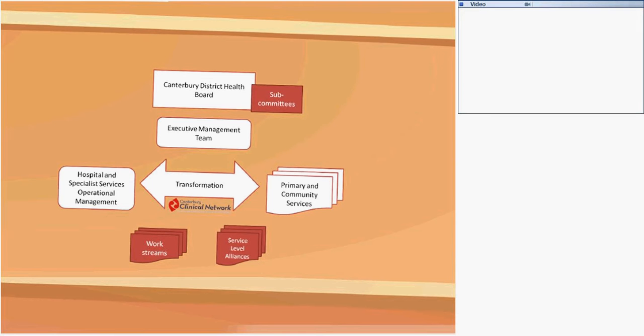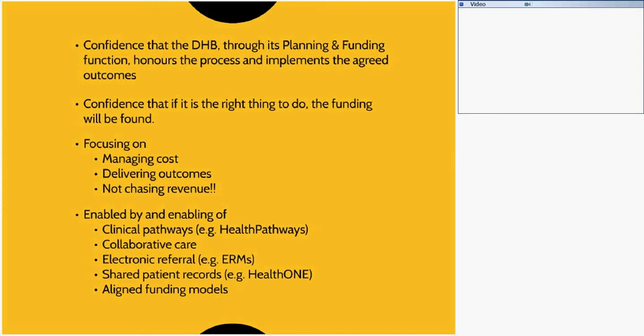The transformation that sits between the hospital and specialist services and the primary and community services is where a lot of our transformation journey sits, and we've created what's called the Canterbury Clinical Network, which is led by clinicians, and they help determine the core priorities within fixed funding envelopes. What we do with that is free up their ability to decide what is really important. How it works is the DHB, through its planning and funding function, honours the process and implements the agreed outcomes, having confidence that it is the right thing to do and the funding will be found. It focuses people, entities and organisations on managing cost, delivering outcomes and not chasing revenue.